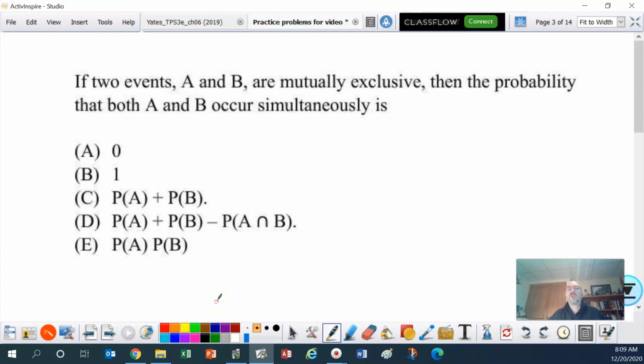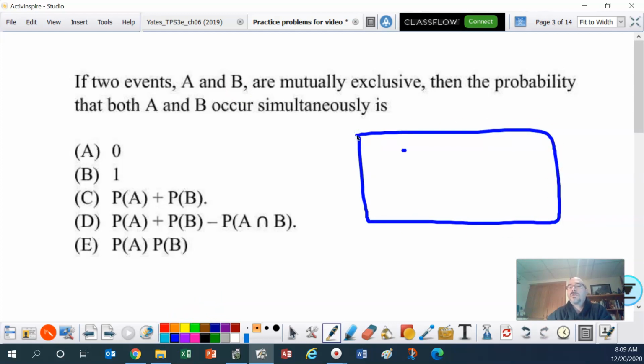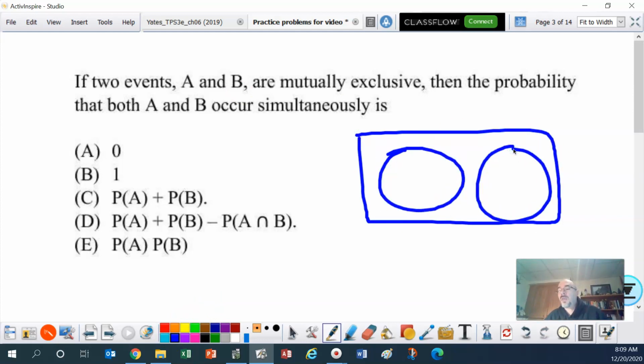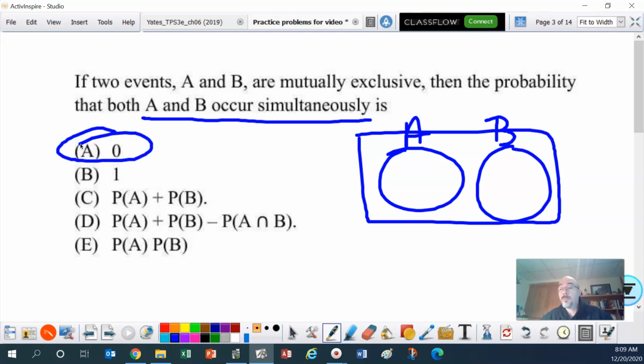All right, if two events A and B are mutually exclusive, then the probability that both A and B occur simultaneously is... Okay, this one's pretty easy, folks. Mutually exclusive means they don't share anything, right? That's what we just talked about. So, can they occur simultaneously? They can't. Mutually exclusive events cannot occur simultaneously. The probability is 0.